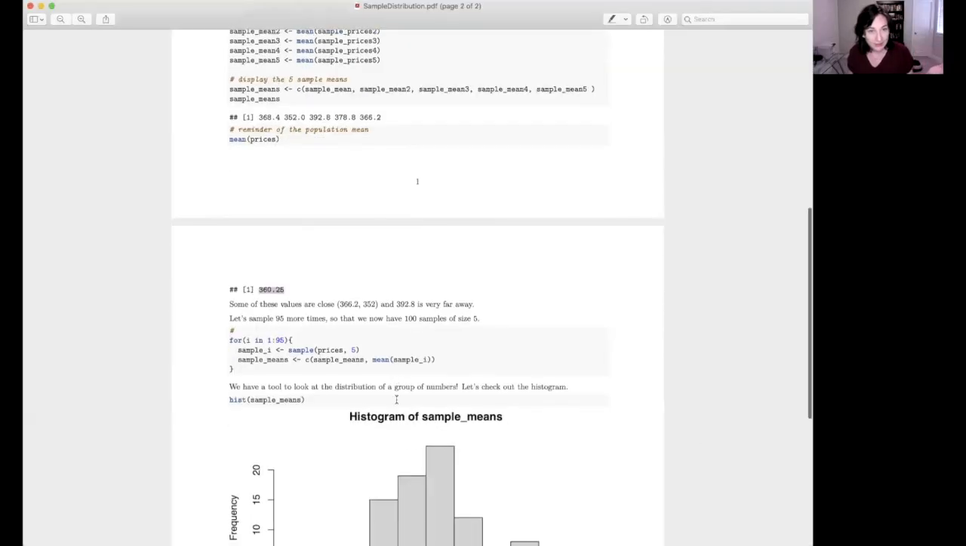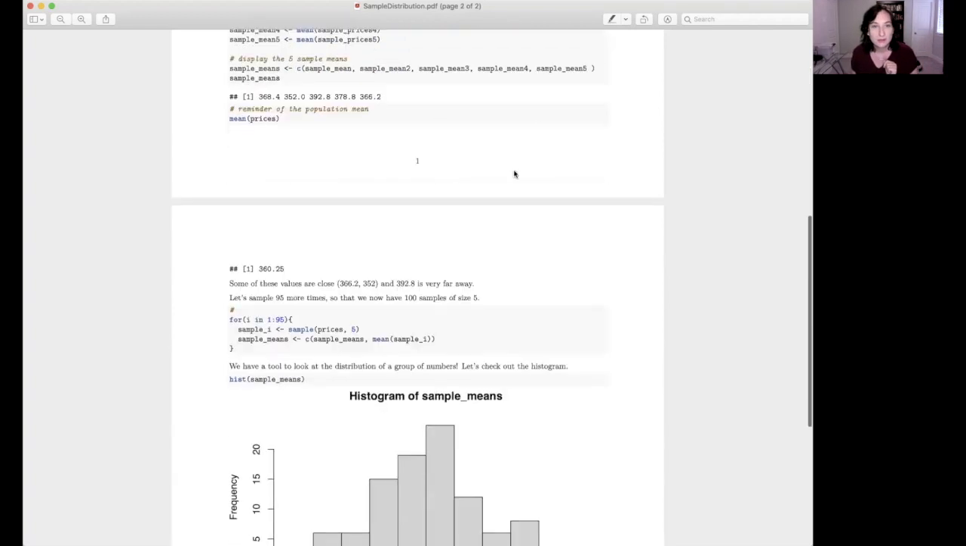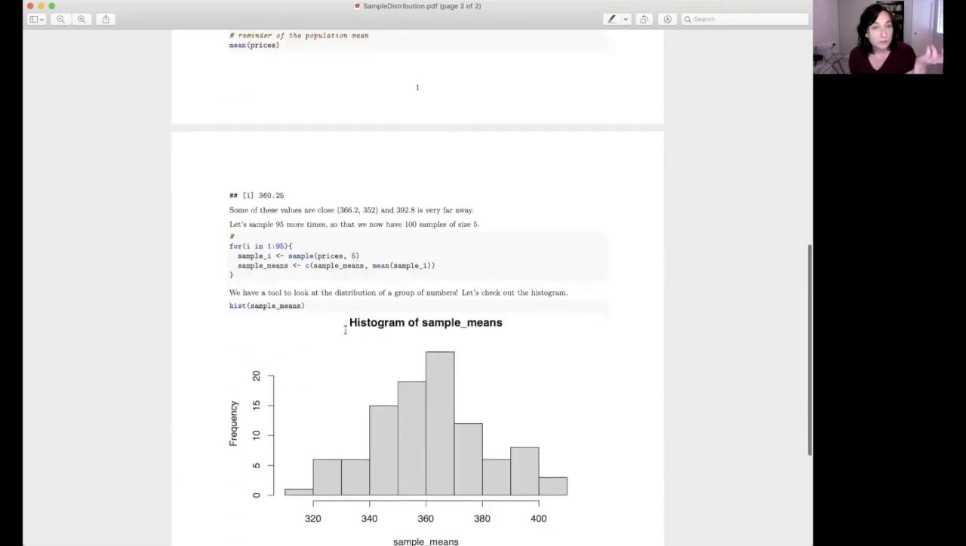So what I did is I went in and I silenced my phone, and I went ahead and we did it 94 more times. Now we have 100 samples, all of size 5, right? We've sampled from this 20-person population 100 times, and each time we pick 5 of those numbers, right? So we get this big long list of 100 sample means.